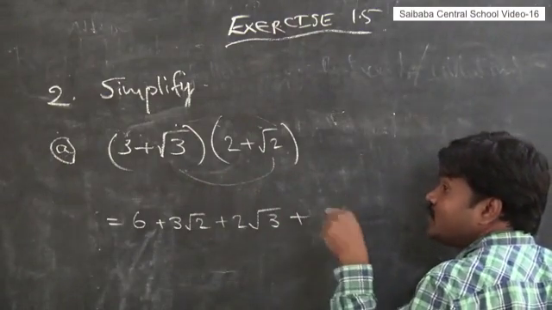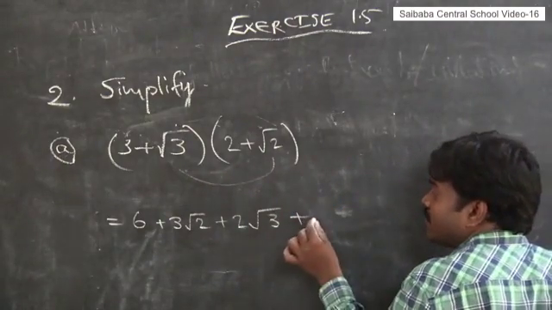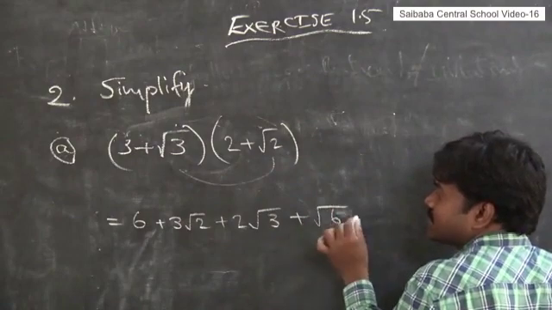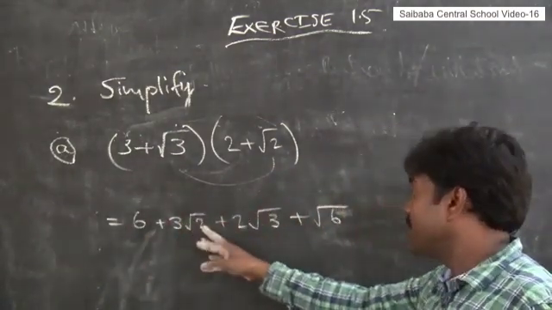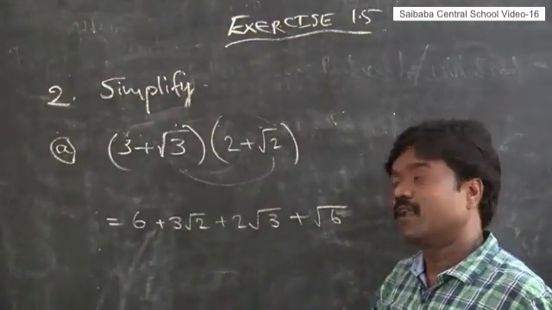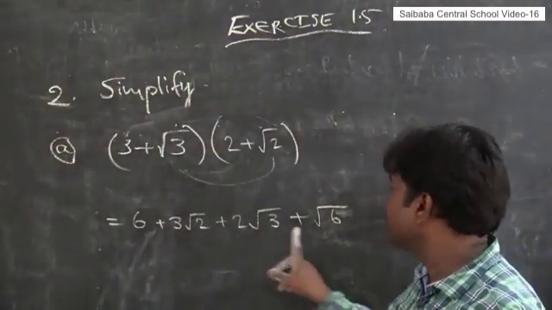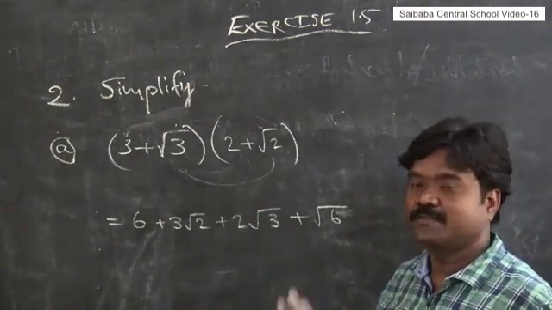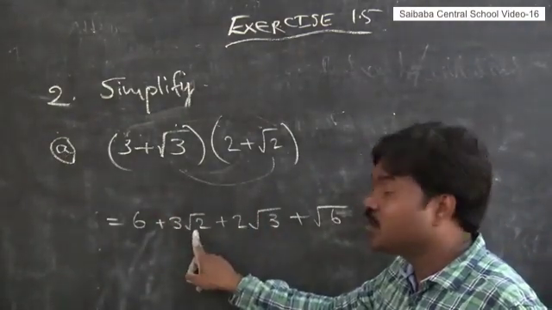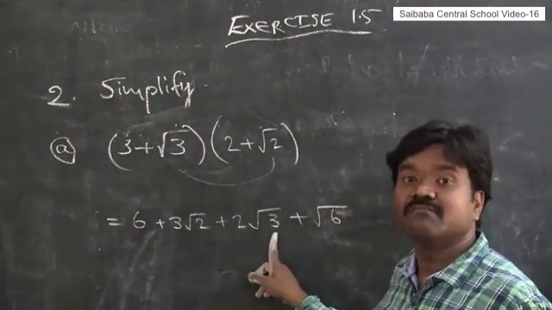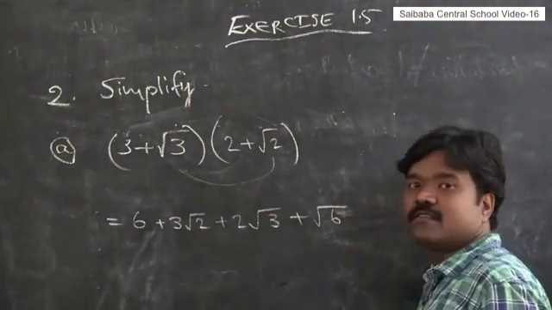Before I said root a into root b is equal to root ab. So root 3 into root 2 is root 6. If there are any like terms, like rational parts, we can add, or else leave it like this. This is root 6, both are different, rational and irrational. Leave it. This is root 2, this is root 3. We can't add. This is the answer. That's it.